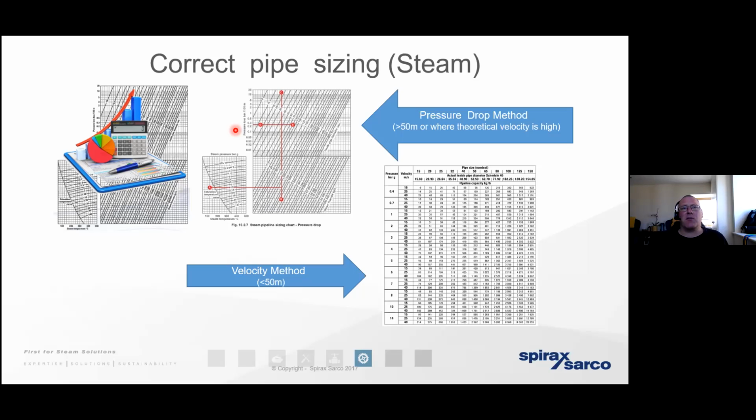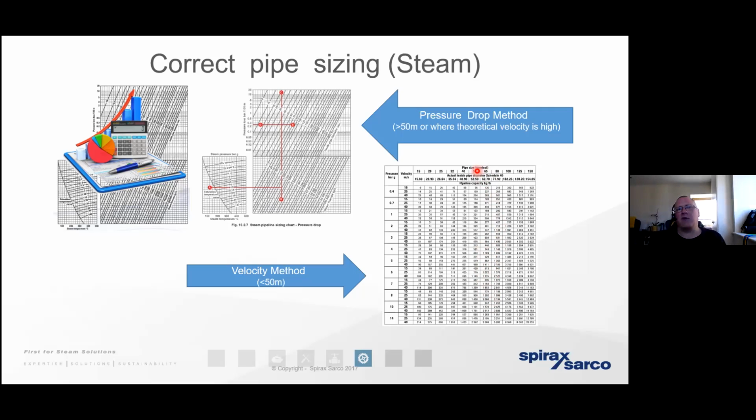And the velocity method is typically sized by taking the steam distribution pressure that we can see in the column that runs vertically here. We choose one of three different velocities, 15, 25, 40 meters per second. And then by running across horizontally, by selecting the mass flow rate of steam and then taking the line vertically upwards, we can select the appropriate pipe diameter to convey that steam in.